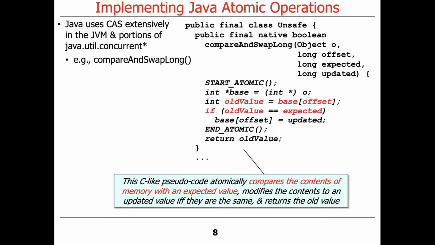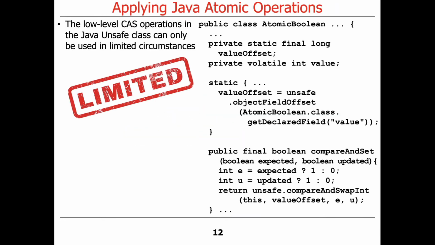Then we check to see if the old value equals the expected value. And then we update this object's offset with the updated value if and only if the old value equals the expected value. Then we return the old value. So this is very much like we looked at before. It's just showing it in the context of a hypothetical implementation of compareAndSwapLong in Java, just to give you a feeling for what's going on under the hood. Again, this would typically be done in hardware, but this is logically what's going on.